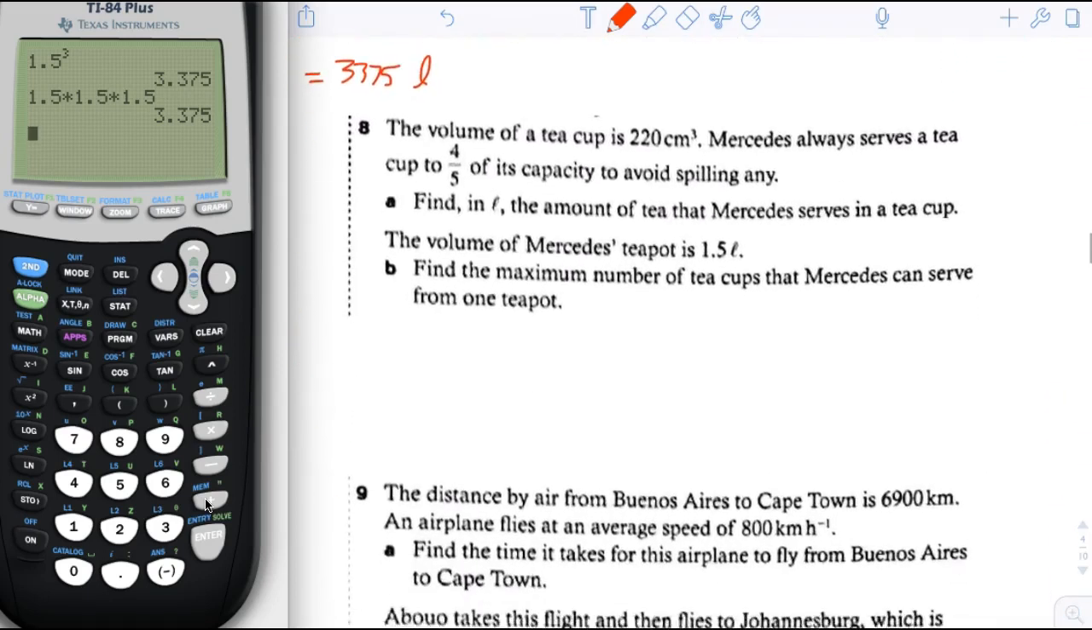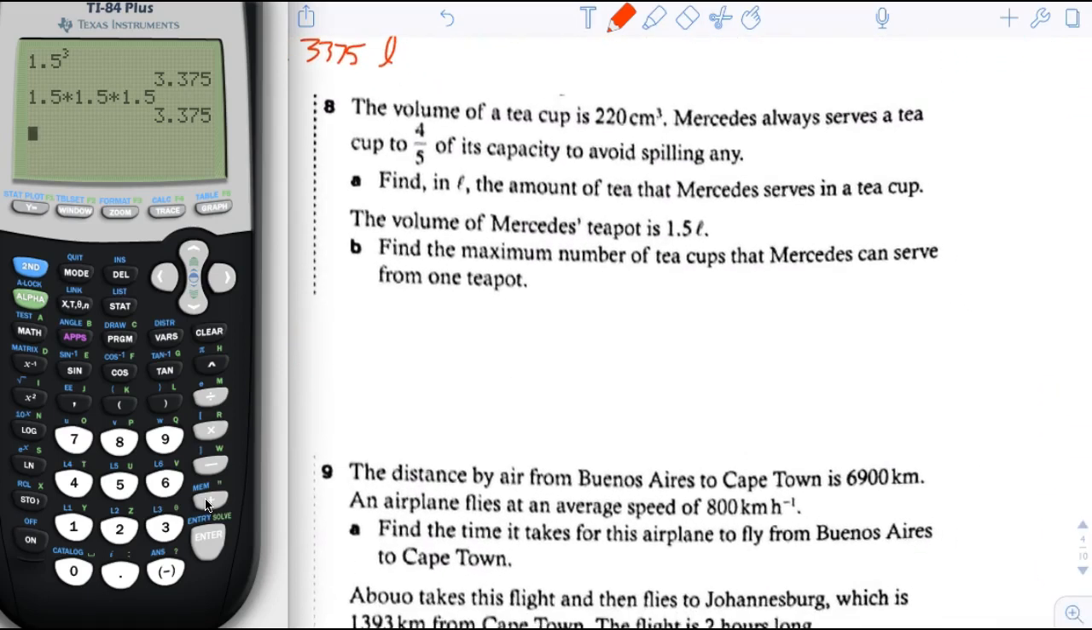Let's go on to 8. The volume of a teacup is 220 cubic centimeters. Mercedes always serves a teacup to 4/5 of its capacity to avoid spilling any. Find in liters the amount of tea that Mercedes serves in a teacup.